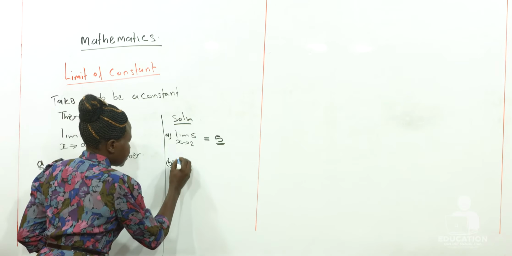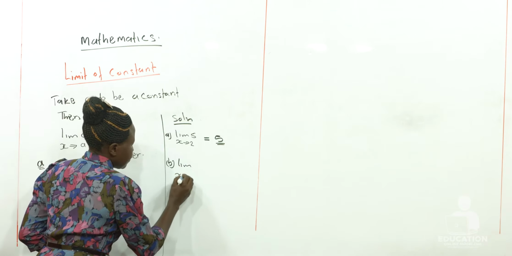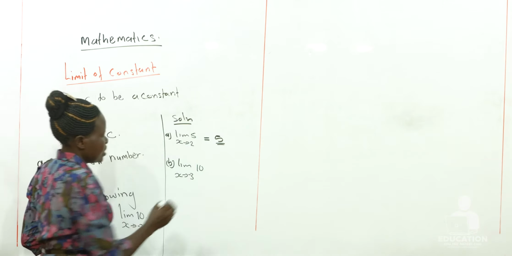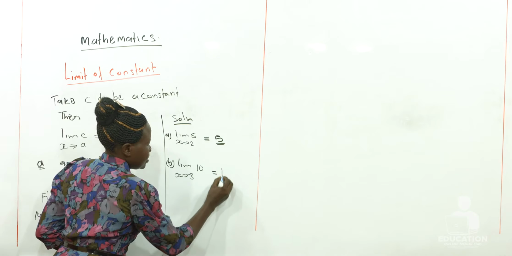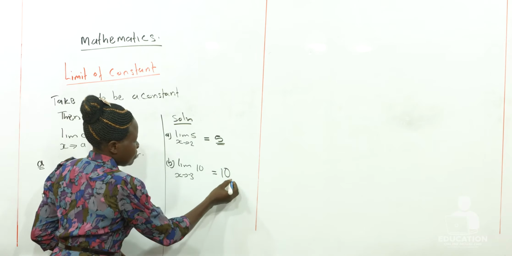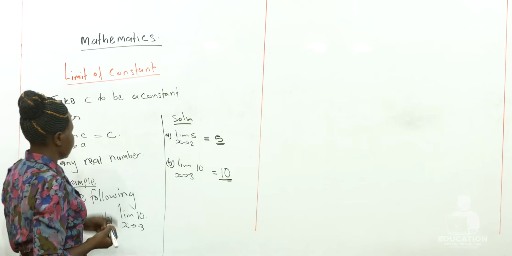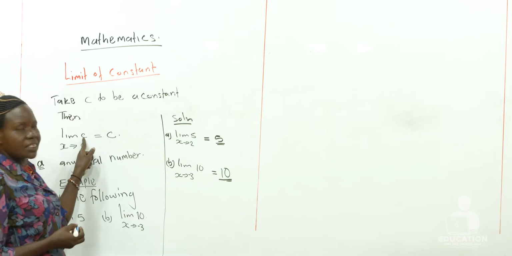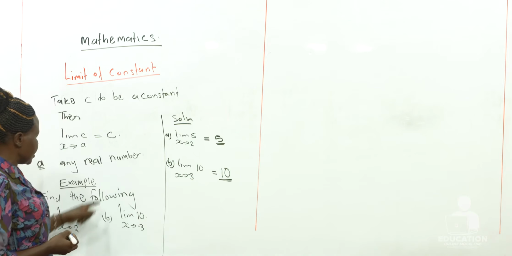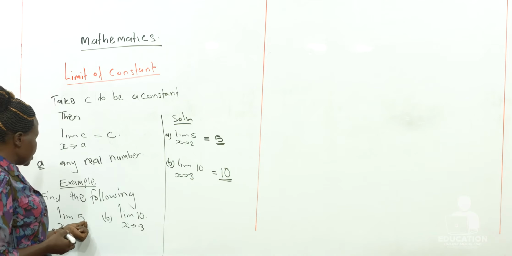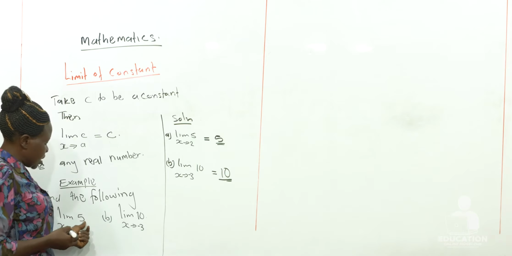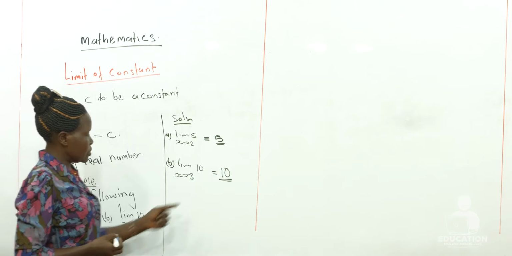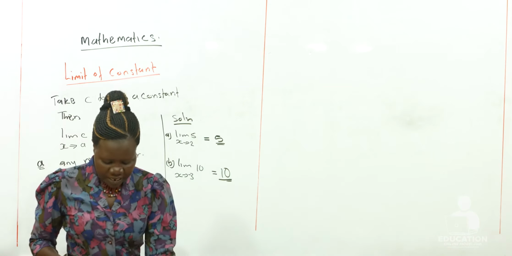Then part B, lim as x is approaching negative 3 of 10. Then our answer will be 10. Just remember our expression, lim C, where C represents any constant number. In part A, C is the same as 5, and in part B, C is the same as 10. So that is our answer.